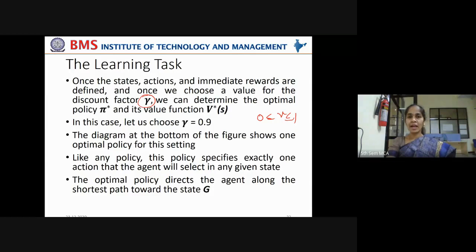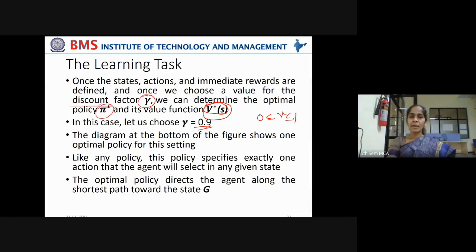Once the states, actions, and immediate rewards are defined, and we choose a value for the discount factor gamma, we can determine the optimal policy pi star. A control policy is indicated by pi, and the optimal control policy is indicated by pi star. Its value function V star of S tells us how much reward can be accumulated by following this control policy pi star. In this case, let us choose gamma as highly delayed reward, that is 0.9. Let us see how it works.